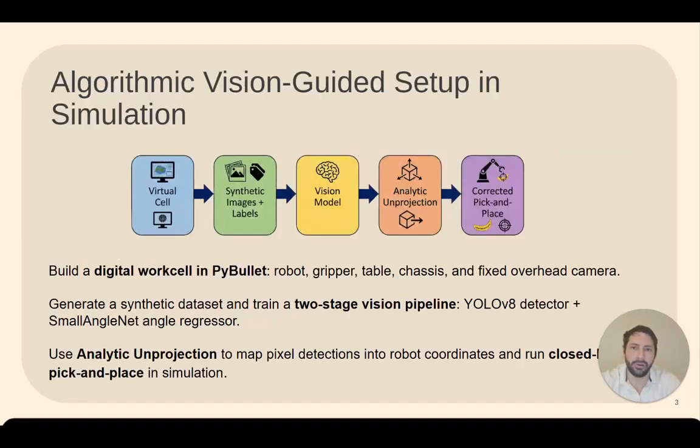So the proposal that we're implementing is algorithm vision guided setup and simulation. What does this mean basically? We're trying to create a virtual environment that will adapt to the automation cell that we're trying to implement. And from there, we will add the robot, the gripper, and our products. From those products, we will make synthetic images, generating different models and different positions so that the vision model can learn that. So it can learn different positions, different angles, and then from there, we will do analytic on projection.